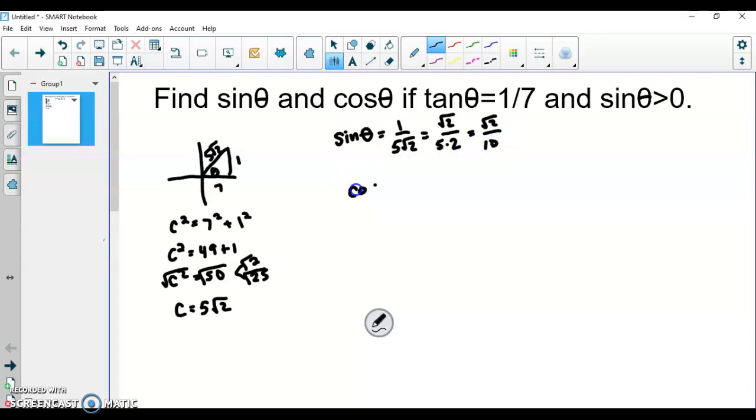And then when it comes to cosine, cosine of theta would be the adjacent over the hypotenuse, so the difference is we would have 7 over 5 radical 2. We could bring the radical 2 to the top, so then we would have 7 radical 2 over 5 times 2 would be 10. 7 radical 2 does not reduce with 10 at all, so those would be my answers for sine and cosine. Okay, hope the setup of this helped you out.